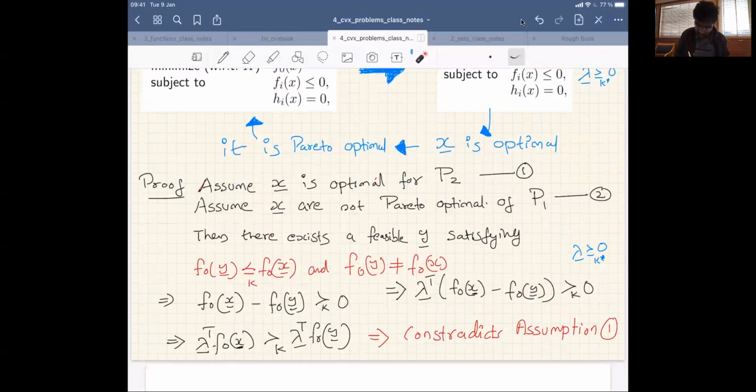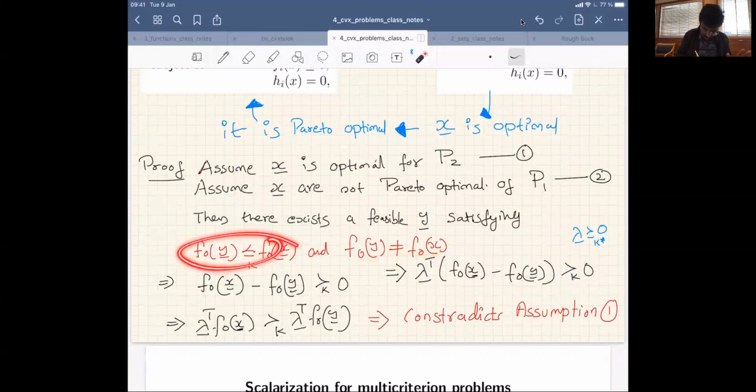Then, since it's not Pareto optimal, that means that the corresponding objective value f0(x) is not a minimal element, right? So then there exists a feasible y which satisfies f0(y) is less than or equal to f0(x), and f0(y) is not equal to f0(x). If this has to be a minimal point, then this will happen only if this holds by equality. f0(y) has to be equal. This is the basic definition of minimal point, right? So there can exist such a y. Okay, what does this mean?